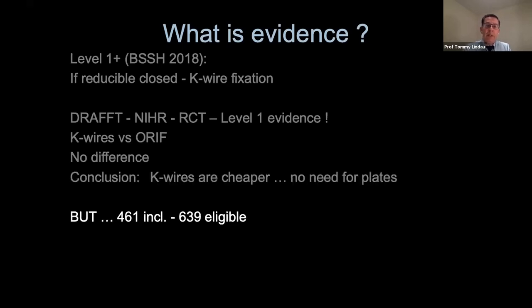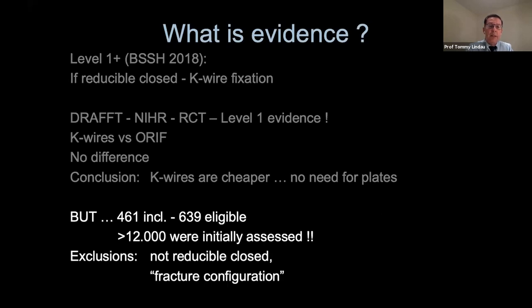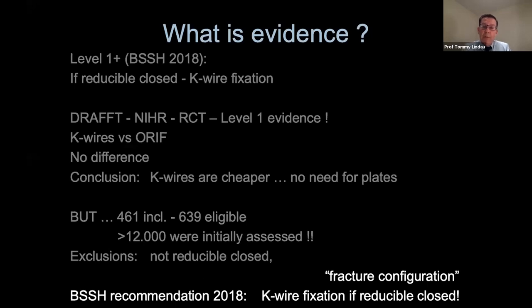They included 461 patients from 639 eligible. But they assessed initially 12,000 fractures and came to the exclusions that some of these fractures couldn't be reduced closed and were therefore excluded. Others were described that the fracture configuration was such that it was unsuitable to randomize. So what we have is a small group of radius fractures in the non-osteoporotic group where the BSSH recommended K-wire fixation if reducible closed, bearing in mind that that had to be with an accurate, appropriate fracture configuration.